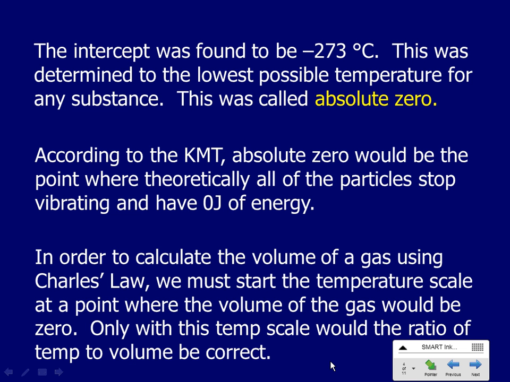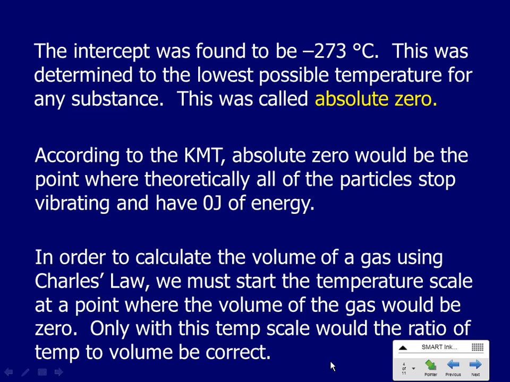In order to calculate the volume of a gas using Charles' law, we must start with a temperature scale at a point where the volume of the gas would be zero. At this point, that's the only point where the linear direct relationship can be used to figure out the new volume. And that's one of the answers I would have accepted in terms of why it has to be in Kelvin. We must start at a temperature of zero where V is equal to zero in order to have that nice relationship of if I double the temperature, I double the volume. You have to start with an absolute scale in order to do that.